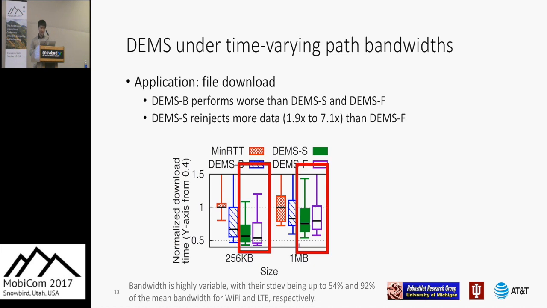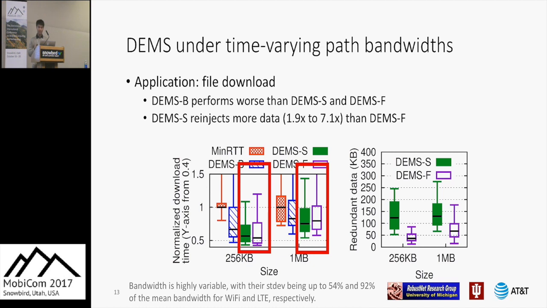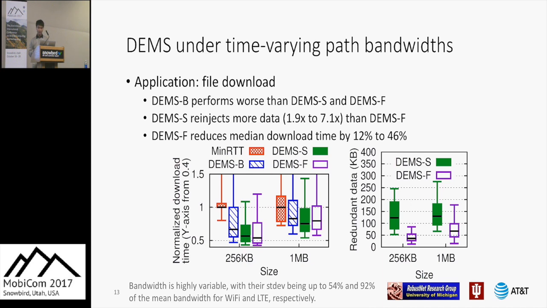So next, we look at the reinjection. So we compare DEMS-S and DEMS-F. We found that the performance is similar, but DEMS-S reinjects much more data than DEMS-F, up to 7 times. So this shows the effectiveness of adaptive reinjection. So overall, we found that DEMS-F reduces median download time by 12% to 46%.